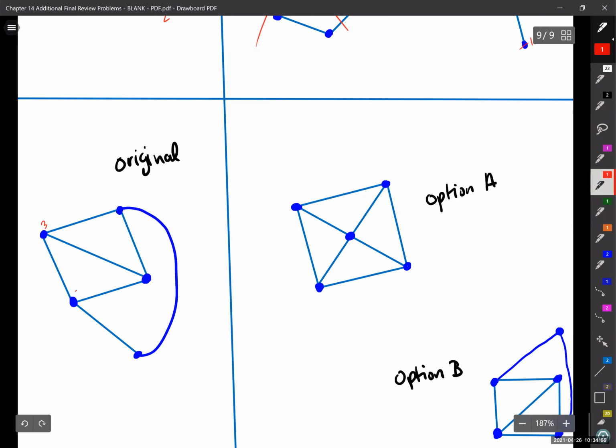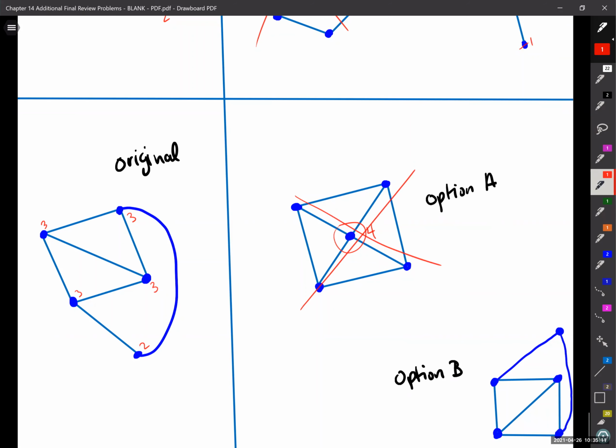Degree 3, degree 3, 2, 3, 3. Okay. Now this vertice is degree 4. Do we agree since there's no degree 4 in the original, option A is definitely out?